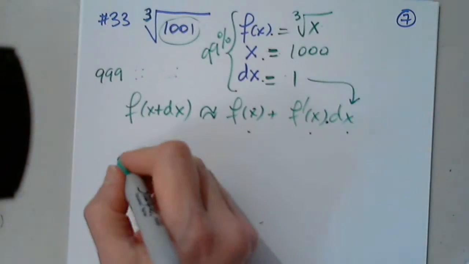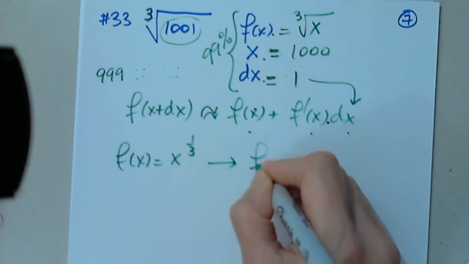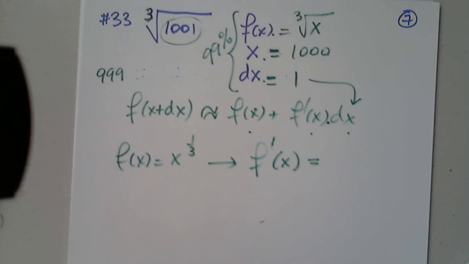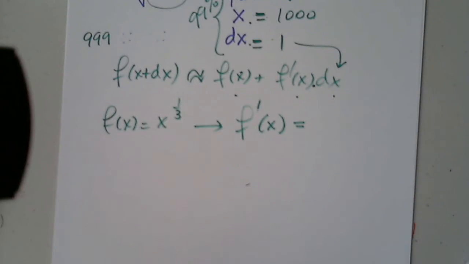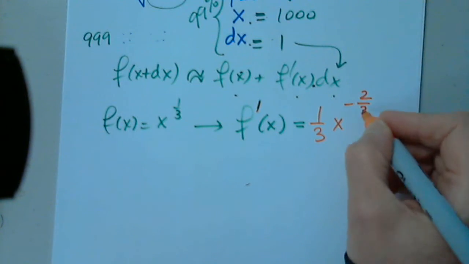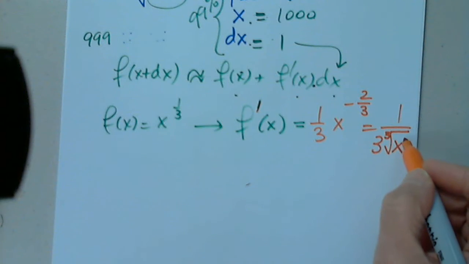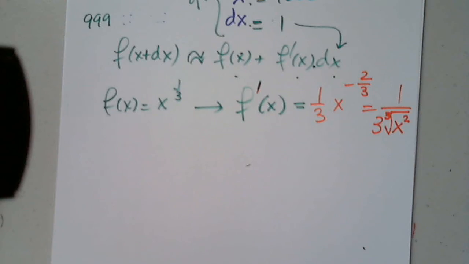So then, let's change the function into x to the 1/3 so we can find its derivative. Can anyone give us the derivative? One-third x to the -2/3. Excellent. Or 1/3 the cube root of x squared. Done. The whole thing is done.